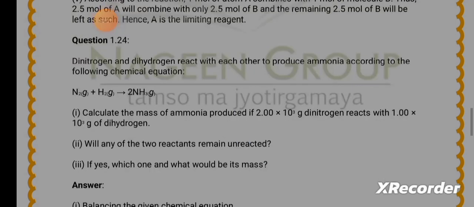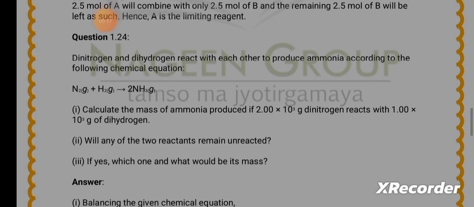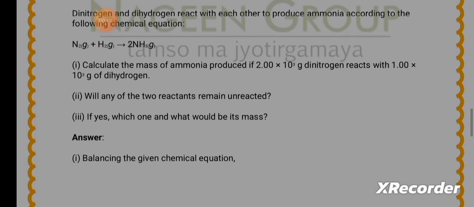My next question is the 24th. Dinitrogen and dihydrogen react with each other to produce ammonia according to the following chemical equation: N2 plus H2 gives rise to NH3. So firstly you have to balance this equation: N2 plus 3H2 gives rise to 2NH3. Now what we have to solve from this question: calculate the mass of ammonia produced. कितना ammonia produced होगा बच्चे?